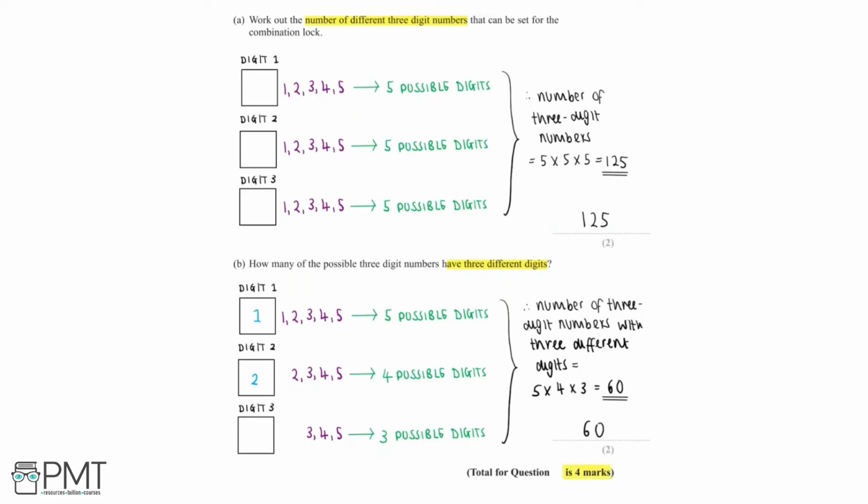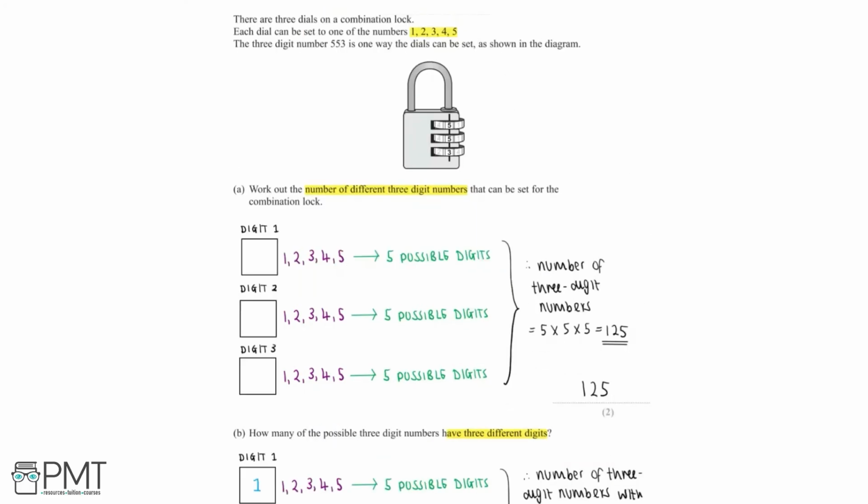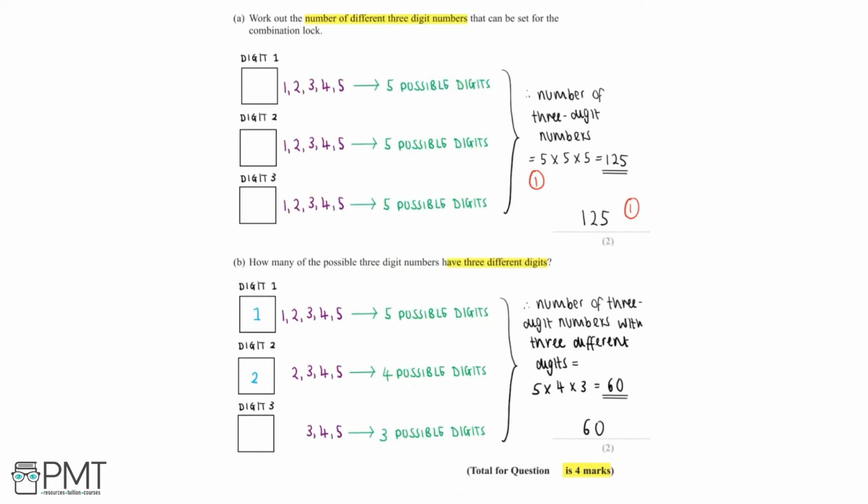Now this question is worth 4 marks. In part A, we get the first mark for doing 5 multiplied by 5 multiplied by 5. And we get the second mark for the correct answer of 125. And in part B, we get the first mark for doing 5 multiplied by 4 multiplied by 3. And we get the second mark for the correct answer of 60. And so we've now achieved the full 4 marks needed in this question.